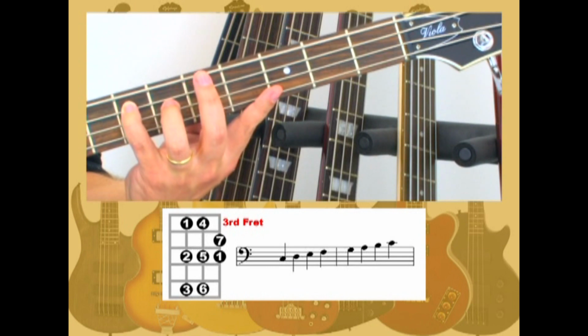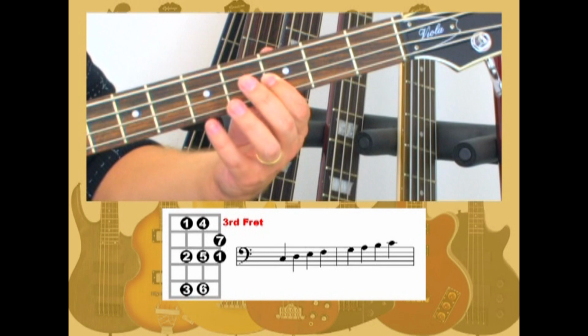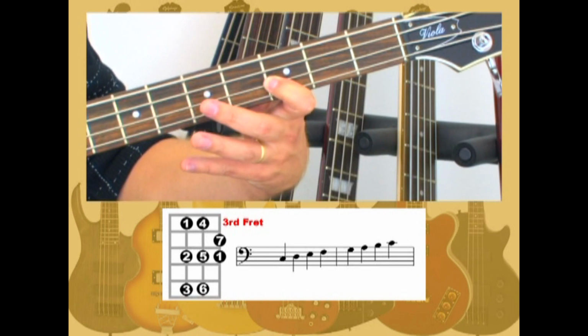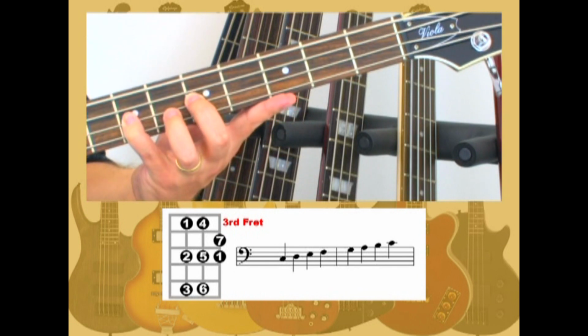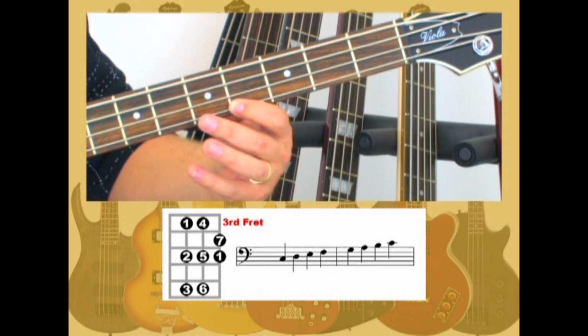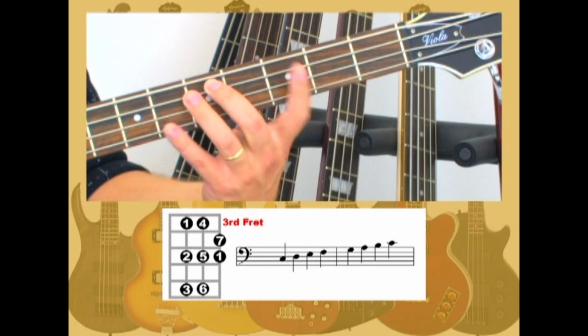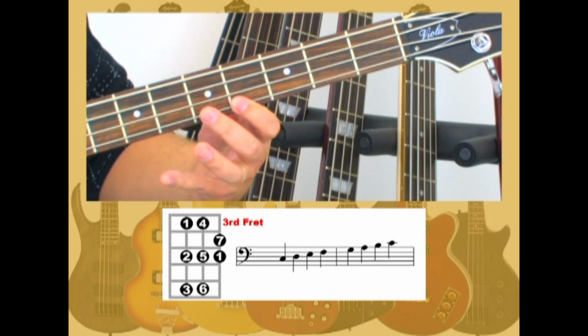The next string uses the same exact fingerings. So on the 2nd string, we play F on the 3rd fret, G on the 5th fret, and A on the 7th fret. To finish up on the 1st string notes, we play B on the 4th fret and then the C root note. C, D, E, F, G, A, B, C.